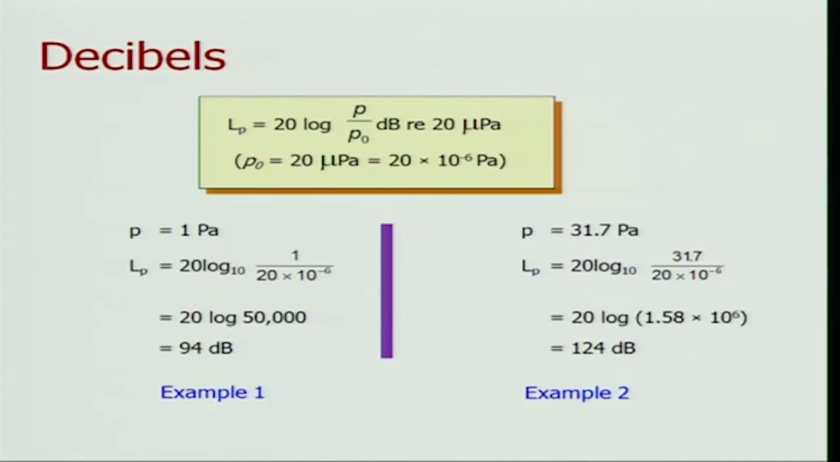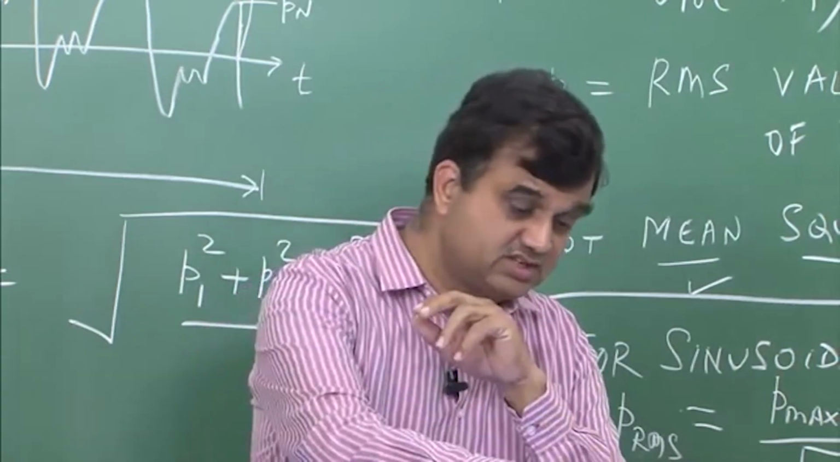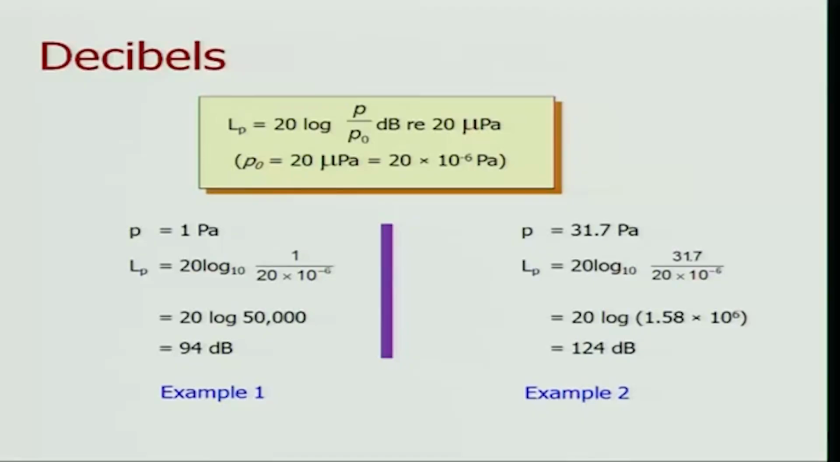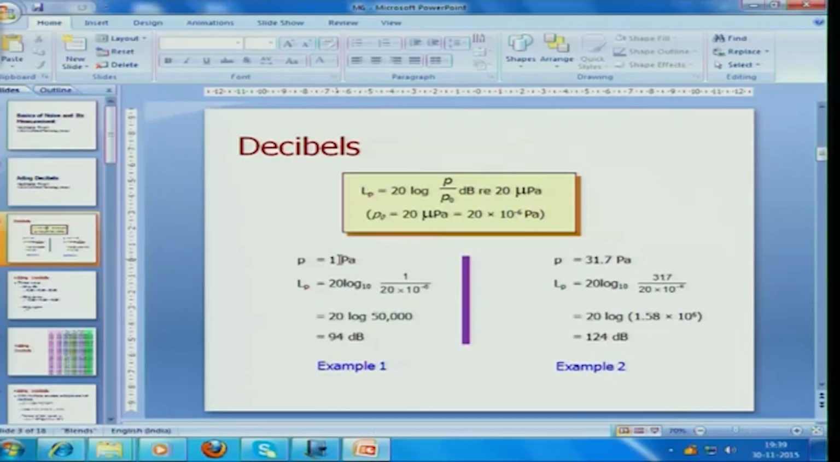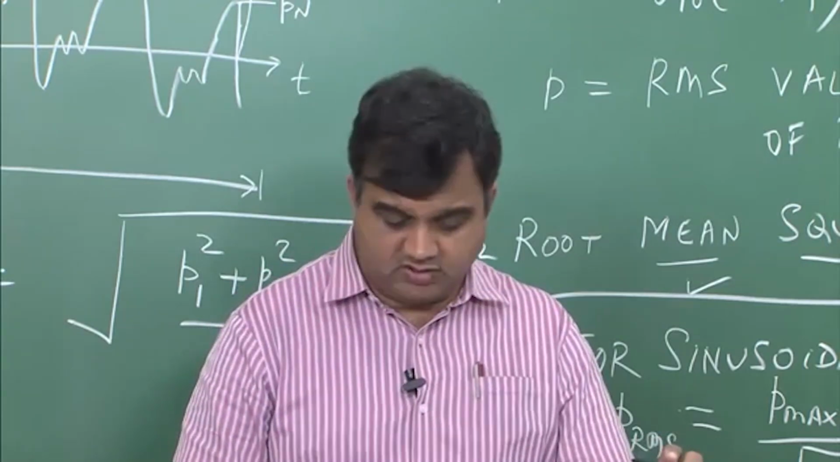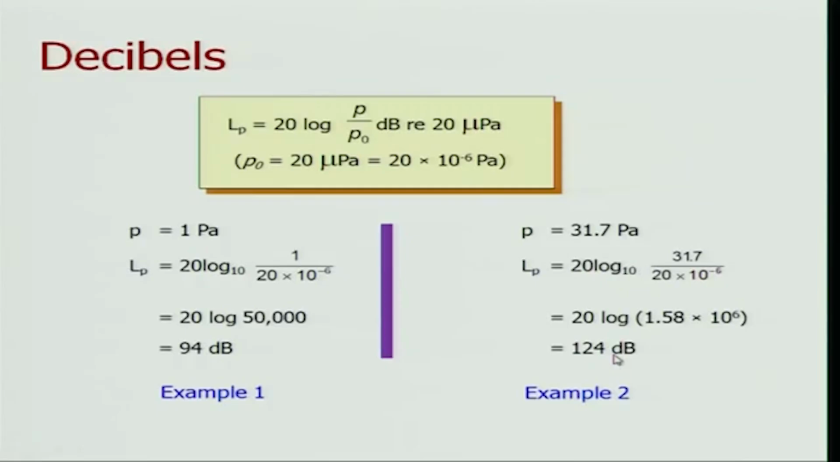Now, it's important to understand at this stage that in this case, the pressure was 1 pascal and we got 94 decibels of sound. In the other case, pressure was 31.7 pascals. So pressure went up by a factor of 31.7. But on the decibel level, the pressure went up only by 30 decibels.